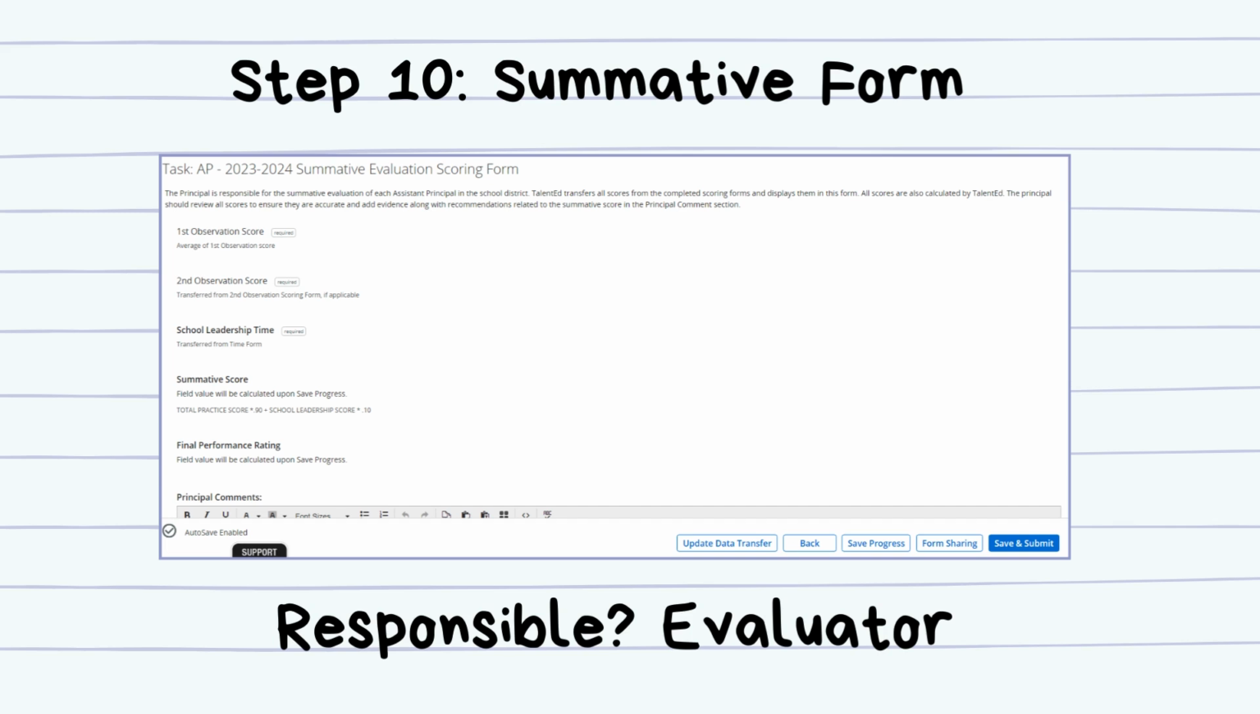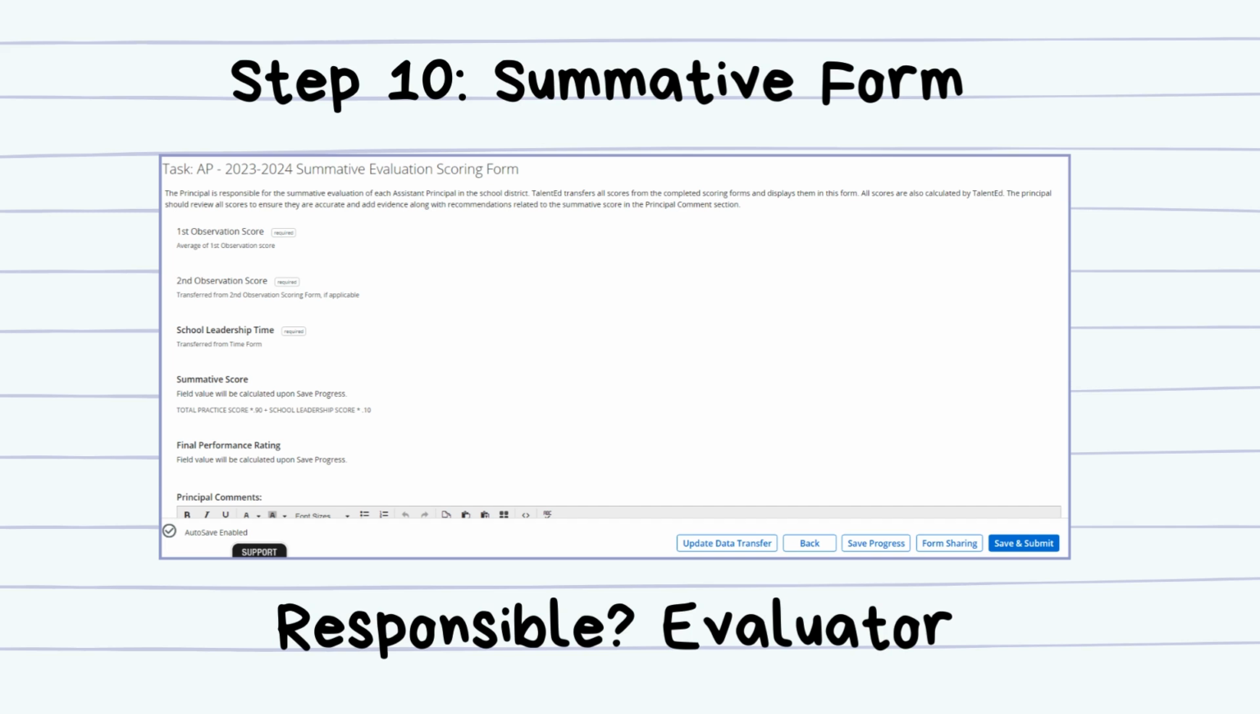The final step is the summative form. The summative form is a weighted calculation of the observation scores and the time score. This final score will determine the assistant principal's final performance rating of either distinguished, proficient, basic, or unsatisfactory.